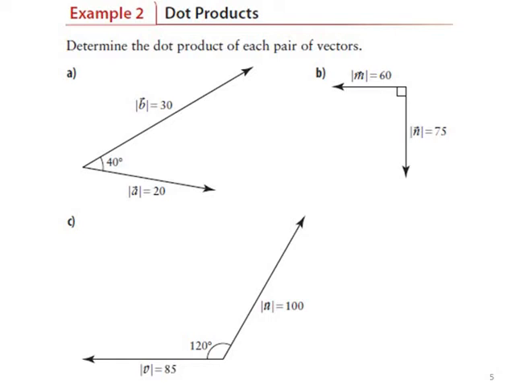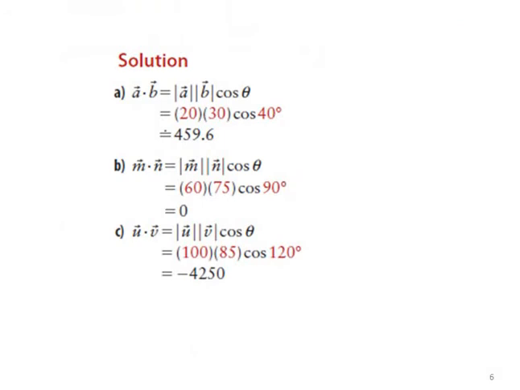Part B, we have vector M, with magnitude 60, and vector N, with magnitude 75, and the angle in between is 90 degrees. So it's going to be 60 times 75 times cosine 90. Cosine 90 is 0, so the whole thing is going to be 0. So whenever we have two vectors perpendicular to each other, the dot product is going to be 0. So we can say the dot product of two vectors is 0 whenever one of the vectors is 0 or we are dealing with two perpendicular vectors.